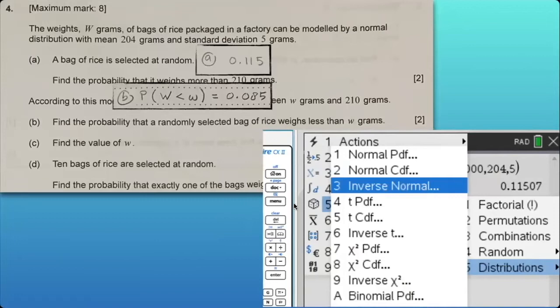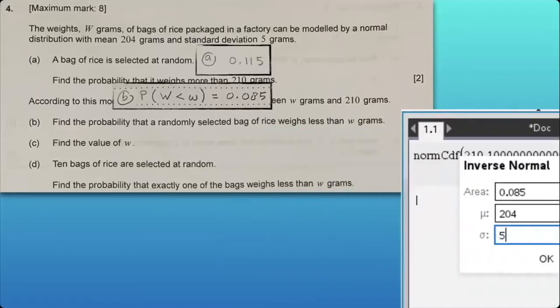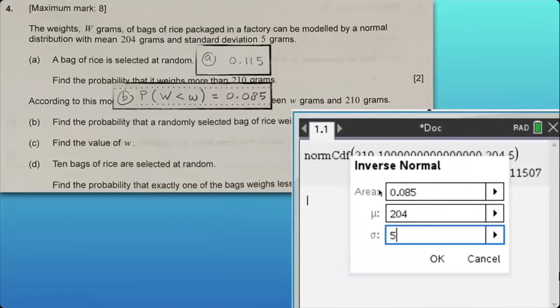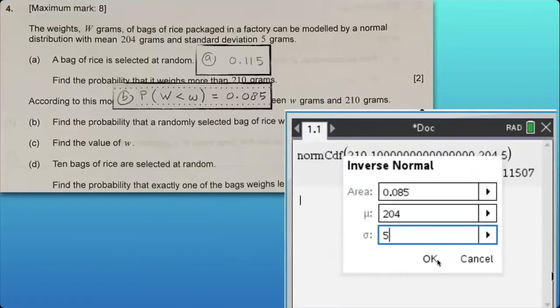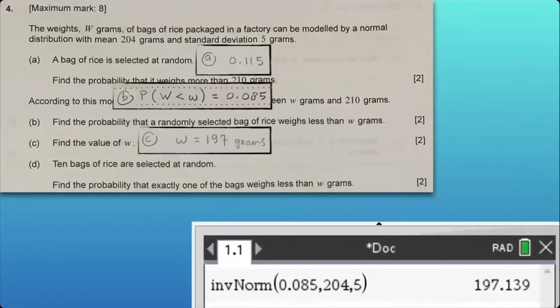Click menu, and then probability, and then you choose distribution, and then you choose inverse normal, and then you will arrive to this window. The area, which is the probability, is equal to 0.085, the value that we found previously in part B. The mean is given 204, and the standard deviation is also given 5 grams. And then you click OK. Then you will get the value of W, which is equal to 197 grams.